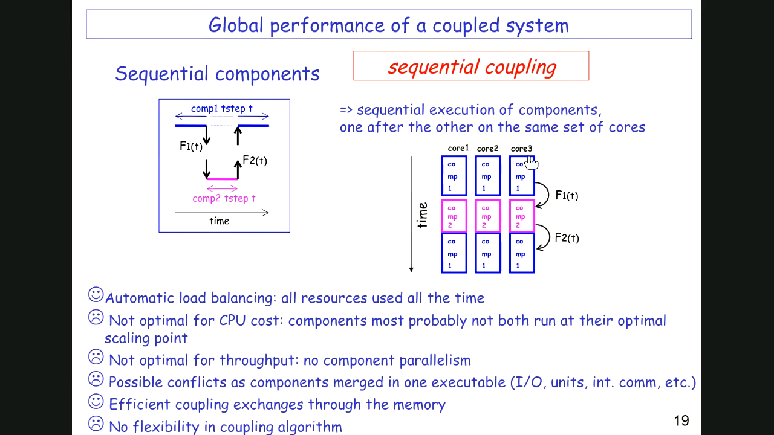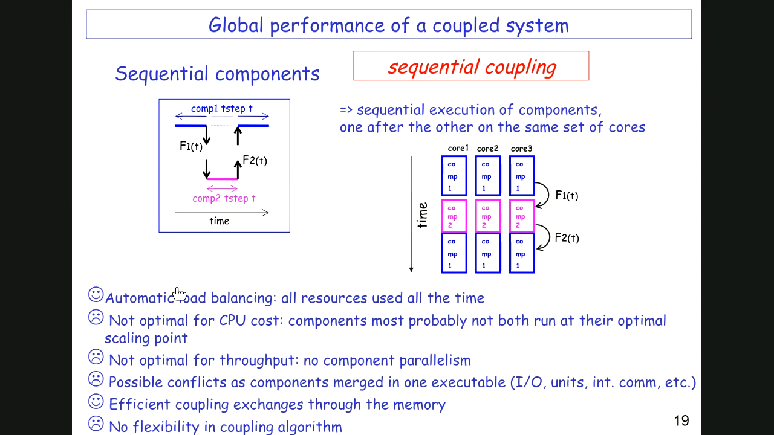So if you have sequential components and you want to implement sequential coupling, what you will do is run them one after the other on all the computing resources available. So component one will run using all the resources, then will produce F1, which will be used by component two, which will run also on all the computing resources, and so on. And the simulation will go on with a sequential coupling, one component running using all resources, and then the other, and back to the first one.